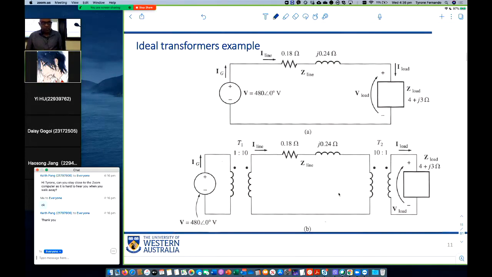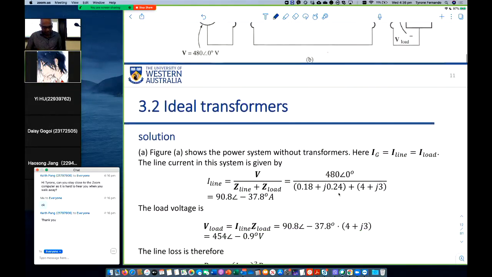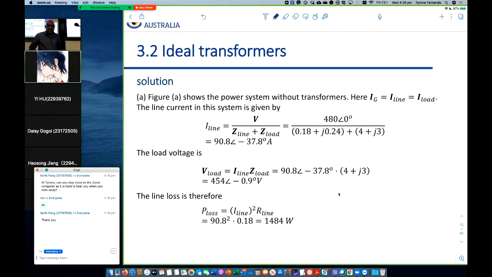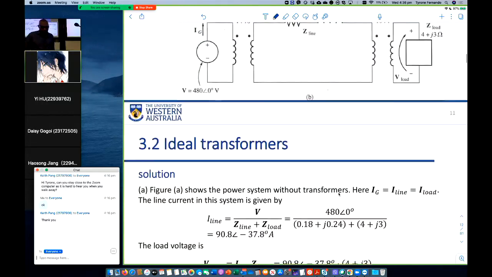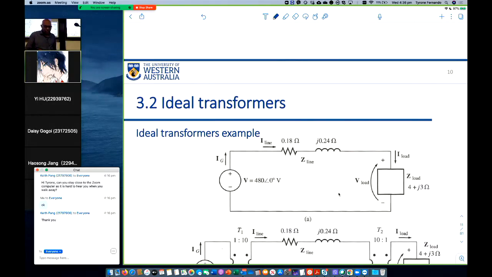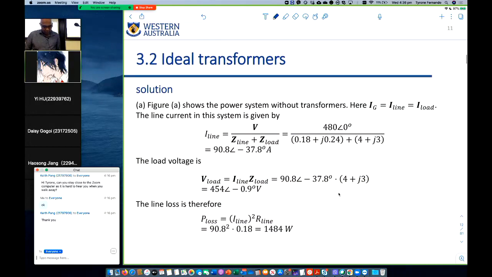For the first case, circuit A, the top circuit, the line current is simply the source voltage divided by the entire impedance, the line impedance and the load, right? We have the line current as 90.8 at an angle of minus 37.8 degrees, taking the source voltage as our reference. So the current is lagging. That makes sense because the entire load is inductive. The transmission line and the load are inductive, so the current lags.